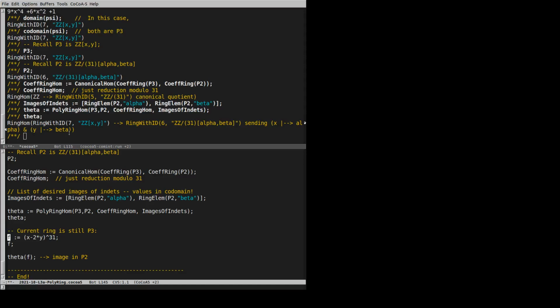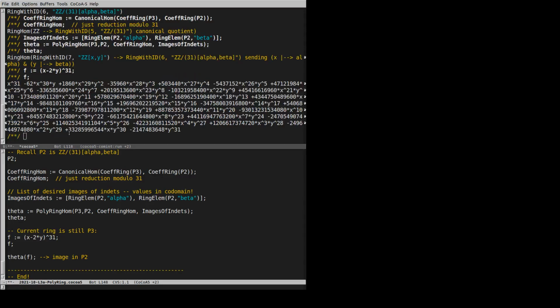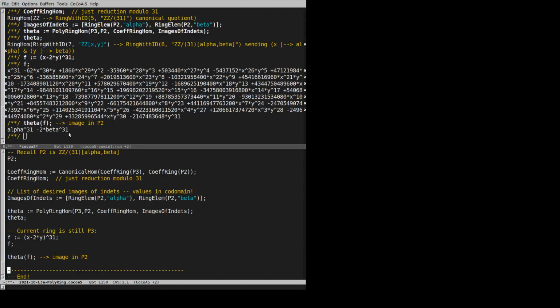We can now apply it. So here's an element of P3. It looks a bit big and complicated. When we map it into P2, it turns out to be much simpler. And we find, in fact, it's just alpha to the power 31 minus 2 times beta to the power 31. In fact, we could have known that because we know the characteristic was 31 in the ring, and being a homomorphism, we could map just the one factor in the middle and take the 31st power, and we get this. So there's no big surprise there.